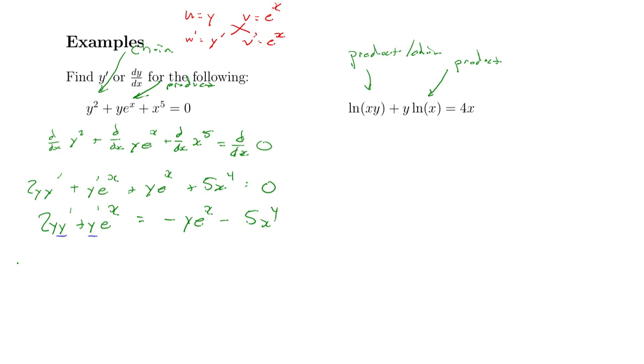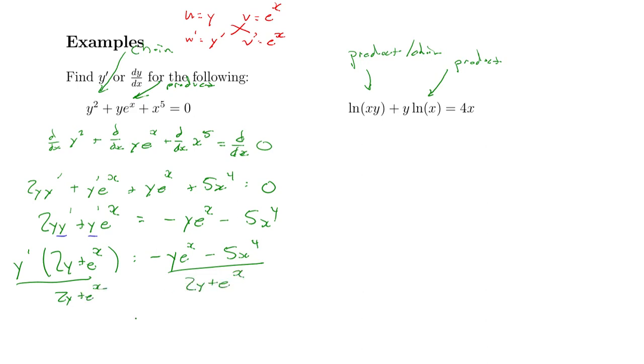So let's factor it out. So we've got y prime times 2y plus e to the x equals negative y e to the x minus 5x to the 4. And now we can divide by 2y plus e to the x. And we end up with y prime equals all this stuff. Negative y e to the x minus 5x to the 4 over 2y plus e to the x.